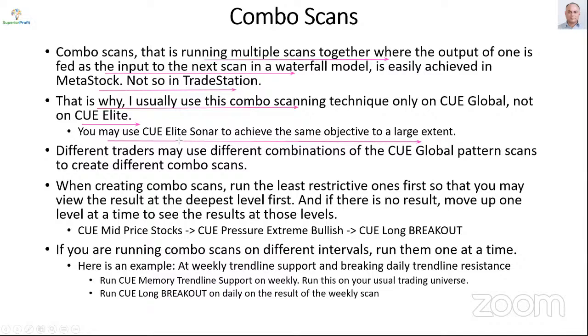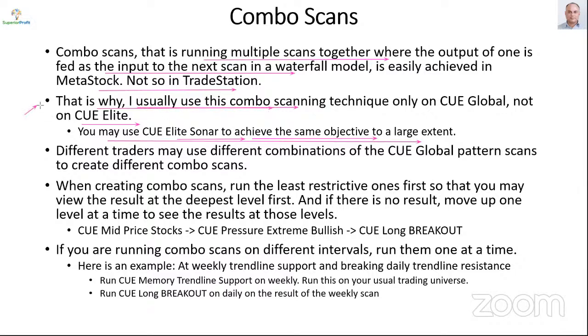Q Elite Sonar works beautifully in real time, 100% real time. It has some restriction regarding how large a stock list can be used. TradeStation Radar does not allow us to put, for example, 2000 stocks in Radar. So that is one limitation, but otherwise you can use Sonar to achieve much of the objective that you can do in Q Global using combo scans.